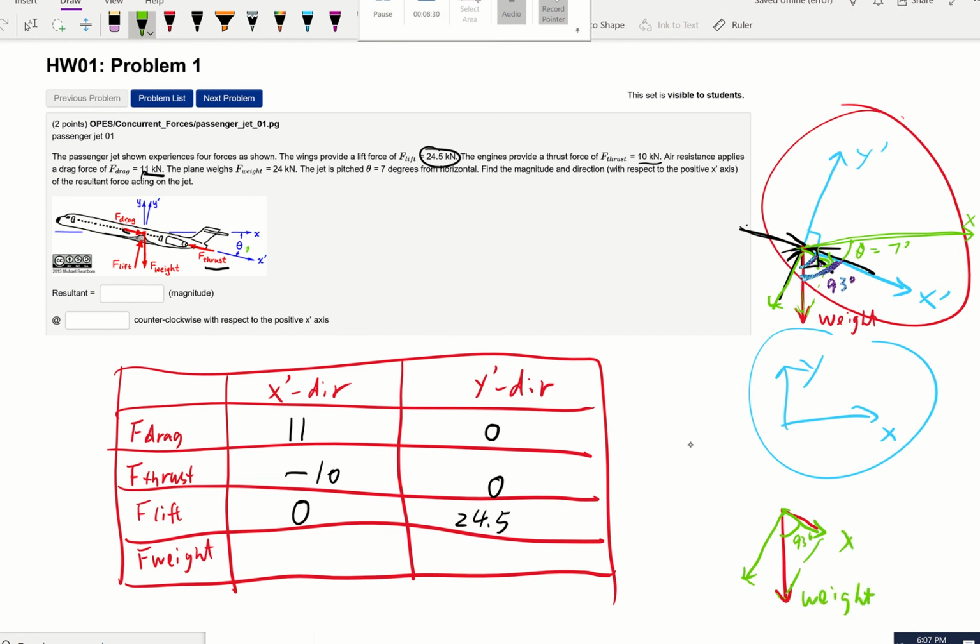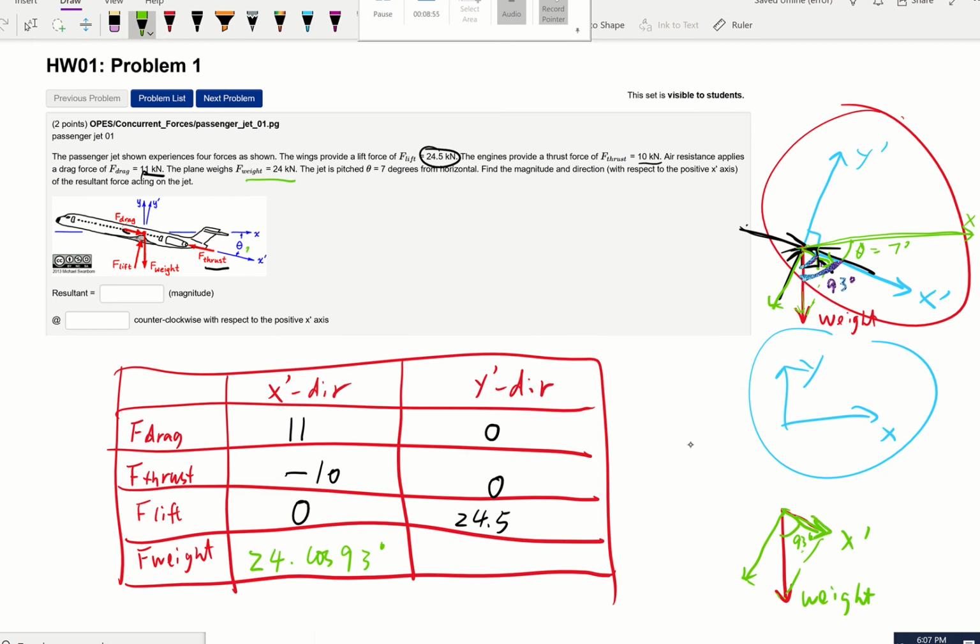So this weight in x prime, with regard to 93 degrees, x prime is adjacent, so that's going to be cosine. That's going to be the weight we are solving, given 24, times cosine 93. And it will be positive here because it's lying in the positive direction of x prime.